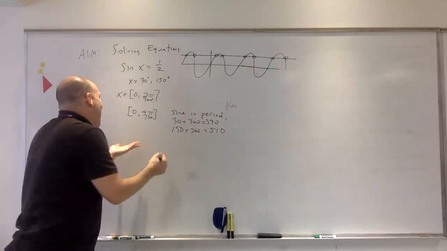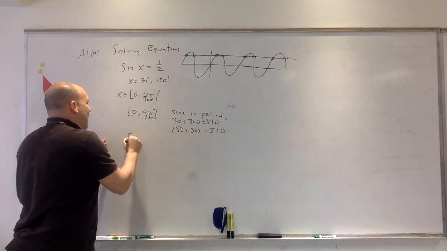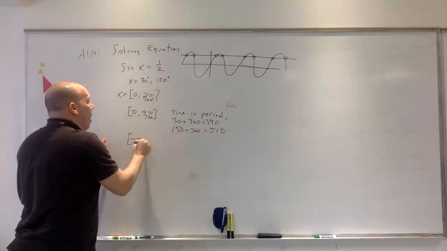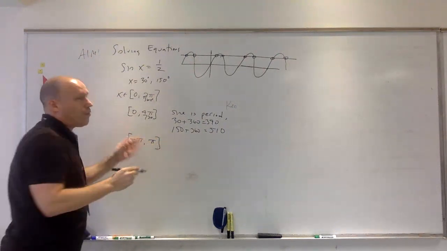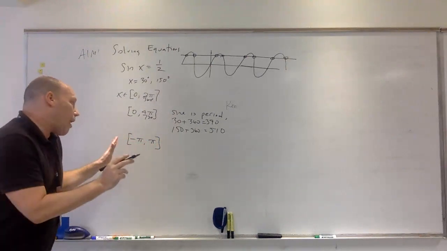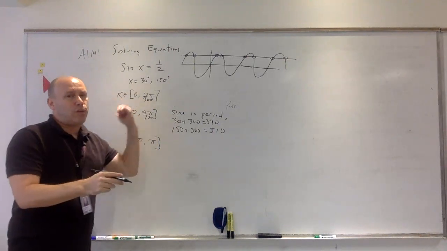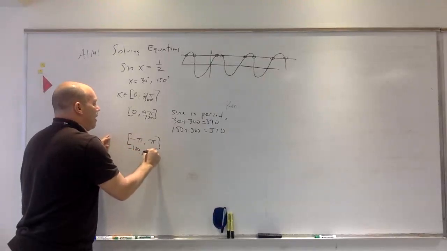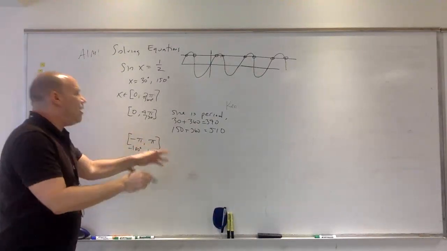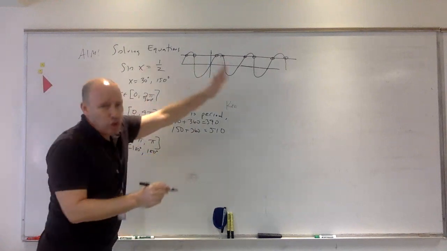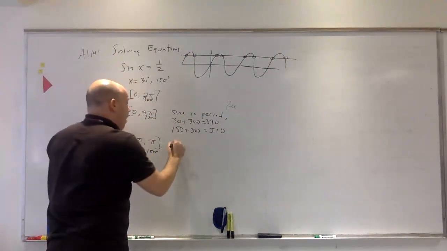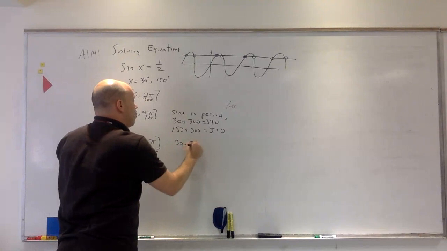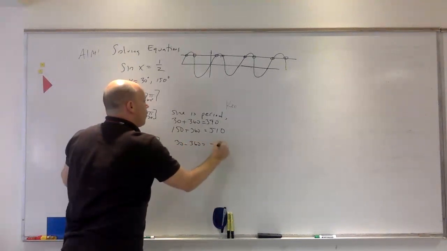Another thing they might say is negative pi to pi. That's the interval they're looking for. That's okay. We know in this case we're between negative 180 and 180. You say, okay, you know what? If I can add 2 pi, I can subtract 2 pi. So 30 minus 360 is negative 330.